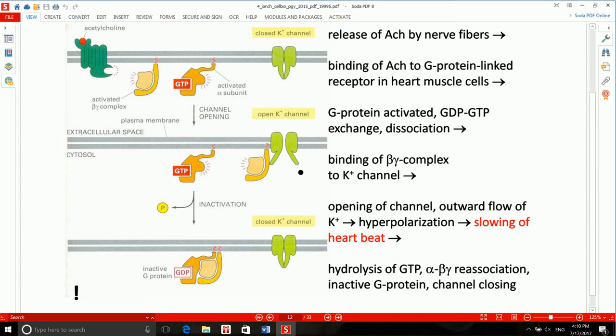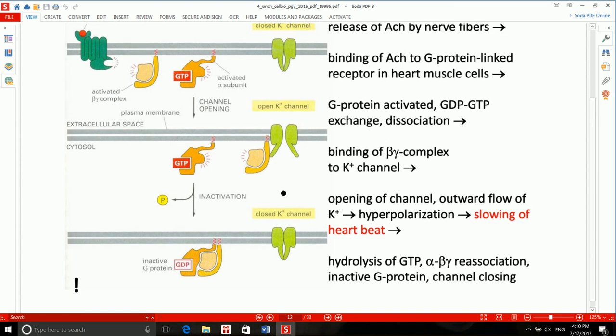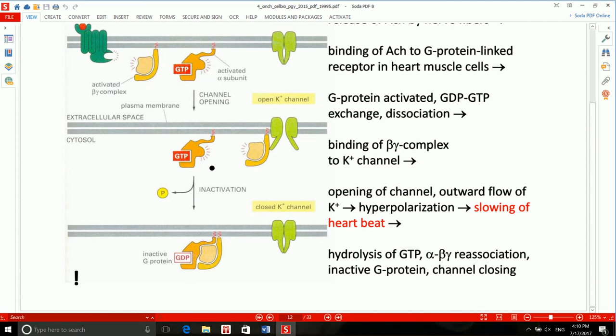So potassium will leave the cell, and what happens, if you remember from biophysics, is hyperpolarization: the inside of the cell will be more negative. If you're talking about, for example, a heart muscle cell, that hyperpolarization causes the slowing of the heartbeat. When the alpha subunit hydrolyzes its GTP to GDP again, the beta gamma subunit will come back and reattach to its alpha subunit and go back to its inactive form. That is the end of signaling, and that is the third and most important type of regulation in ion channels.